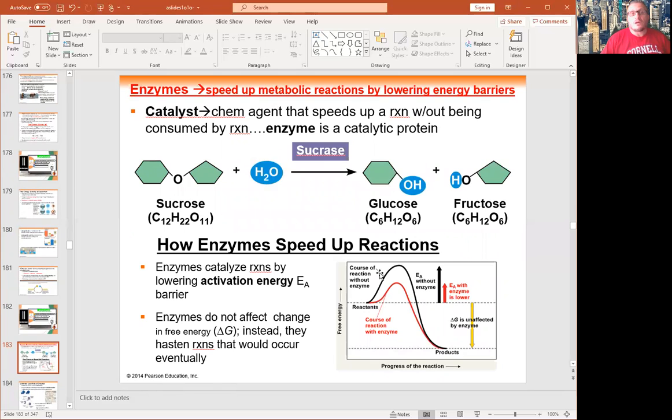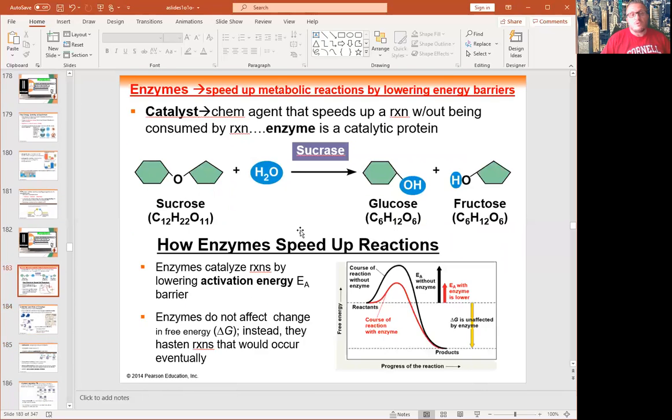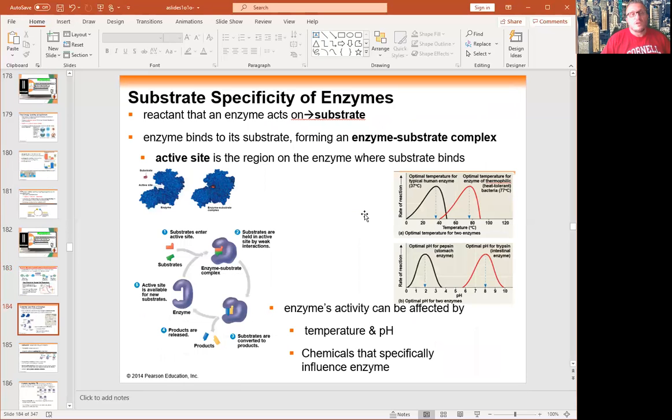Enzymes are proteins that speed up the metabolic reactions by lowering energy barriers. You can see here the difference with enzyme and without enzyme. An example here: sucrose gets involved in this reaction with the sucrase enzyme, and it actually breaks down into glucose and fructose. Every enzyme must have a substrate.